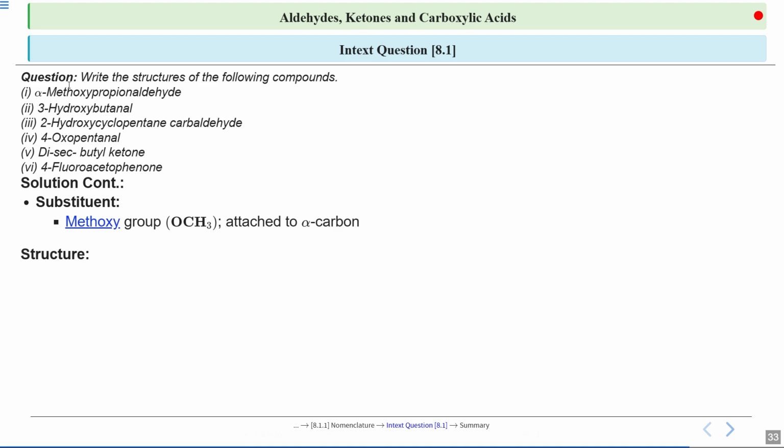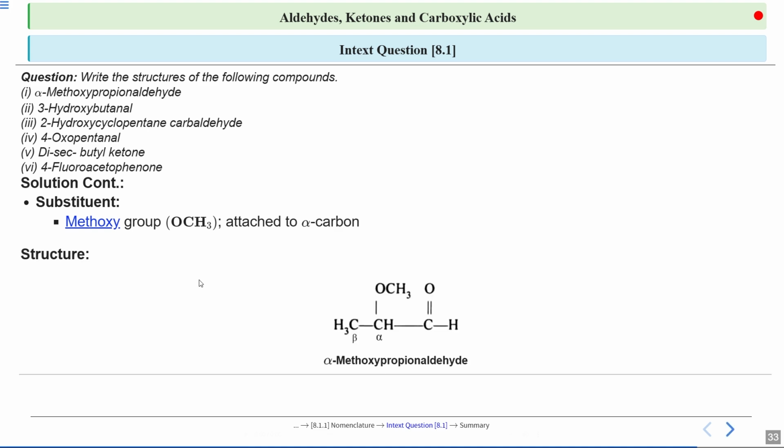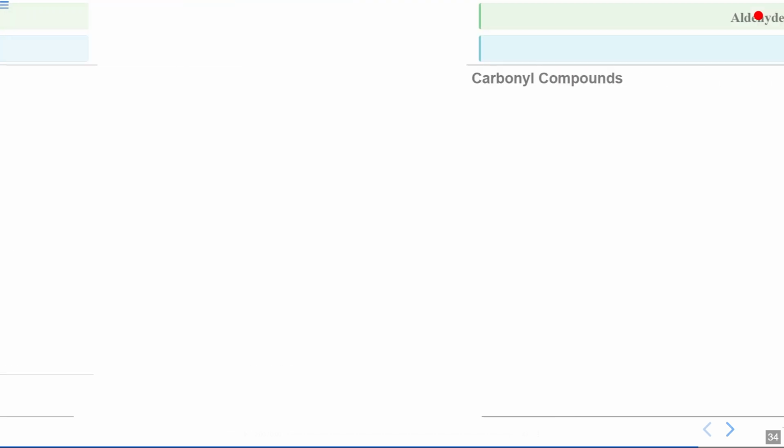So if I look at the structure of this compound, then you see over here, this is the structure. There are 1, 2, 3 carbon atoms, okay? And since this is an aldehyde group, the aldehyde suffix is used over here. And if you see at the alpha position, a methoxy group is attached. So this is the structure of this particular compound, okay? For the rest of the examples, you try to solve them yourself according to the rules which I told you.